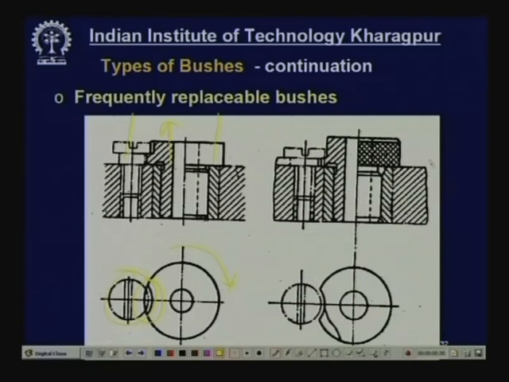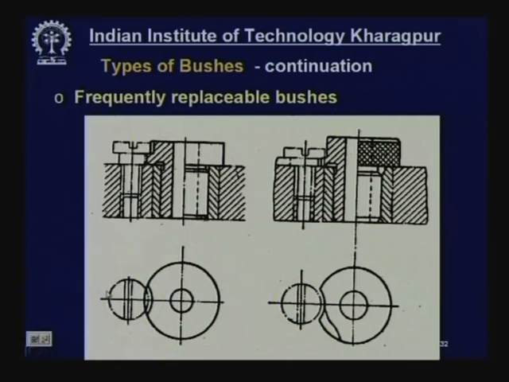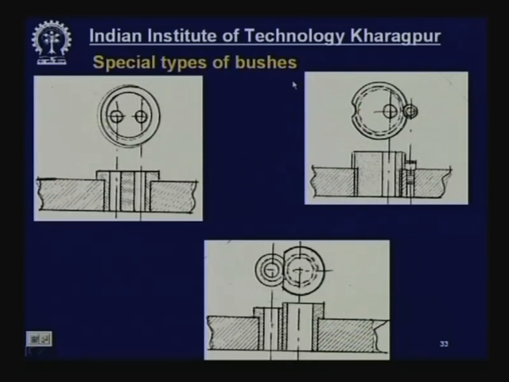But if it is needed frequently, then it should have a gap and then a step like this. So, you can fit it directly without disturbing the screw, place it directly like this, and simply rotate. So, this end will come under this pin here and will be arrested. And this is for special types of bushes.